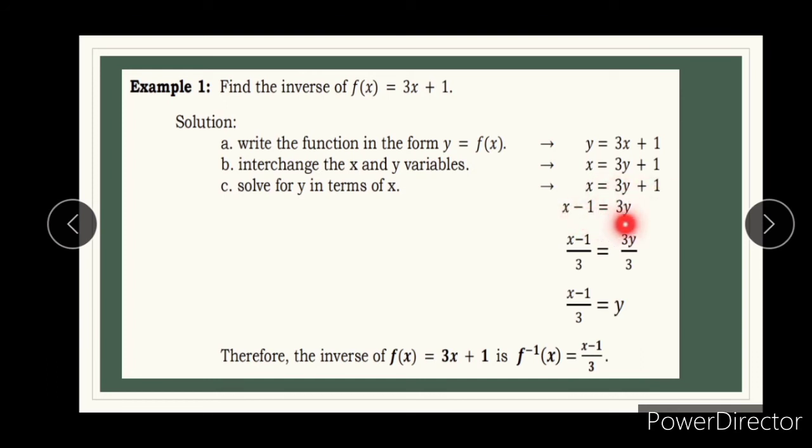So we are going to subtract 1 from both sides of our equation. We have x minus 1 equals 3y. To get the value of y, we have to divide both sides of our equation by positive 3. So we get y is equal to x minus 1 all over 3. Therefore, the inverse of f of x equals 3x plus 1 is x minus 1 all over 3.